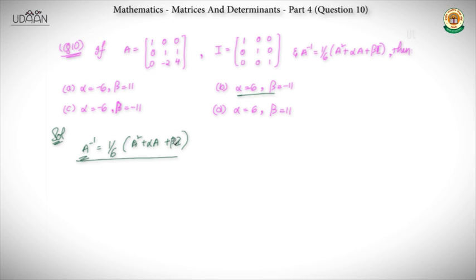Right. बट दैट विल ईट आवर टाइम. It will consume a lot of time. Why is that? Because A inverse calculate करने में time लगेगा. Okay, so what we do is we just multiply by A on both sides. Okay, so what does it become? A inverse into A equal to 1/6 A square into A plus alpha into A plus beta into I into A.